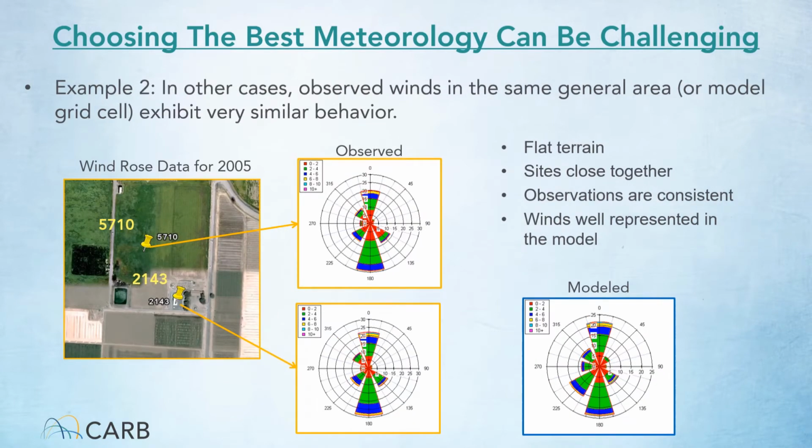In this figure, there are two stations somewhere else, but the observed conditions for the wind speed and direction are quite similar, and the terrain is flat. As a result, observations are consistent with each other, and the winds are well represented in the model.